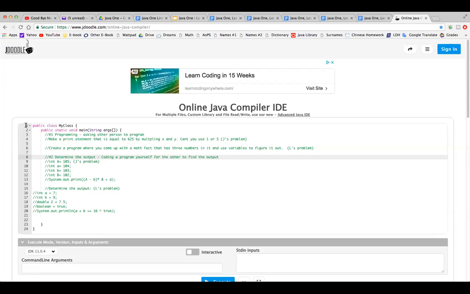Anyway, the first question was asking another person to program, and the second one was determine the output. You can read the definitions here, and these are the problems. I have their names not written fully down, but I'll be doing that later. Make sure you do them and you understand them. Credit all goes to the people who created these problems. Otherwise, just make sure you understand it. And that would be it for this recording.